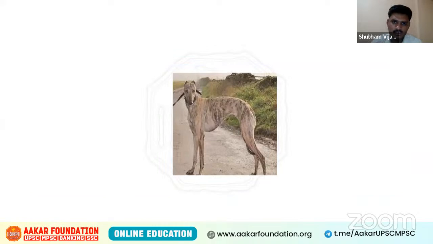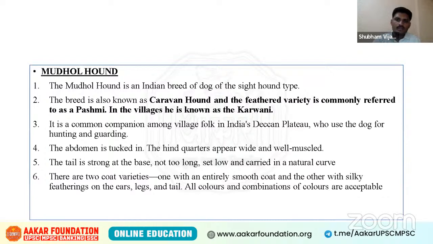Then the next one is the Mudhol hound. This hound is also known as Caravan hound. And the feathered variety is commonly referred to as Pashmi also, and especially in the villages, this dog is known as Karwani also. Means Mudhol hound or Caravan hound or Pashmi or Karwani, these many names are there for this Mudhol hound dog breed. It is a common companion animal among the village folk in India's Deccan plateau, means in the Hyderabad and all adjoining area. Purpose is used for hunting and guarding.